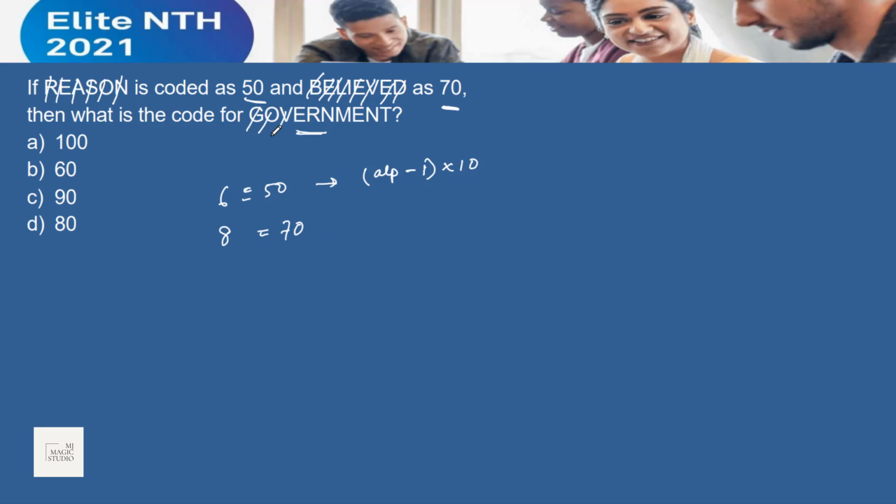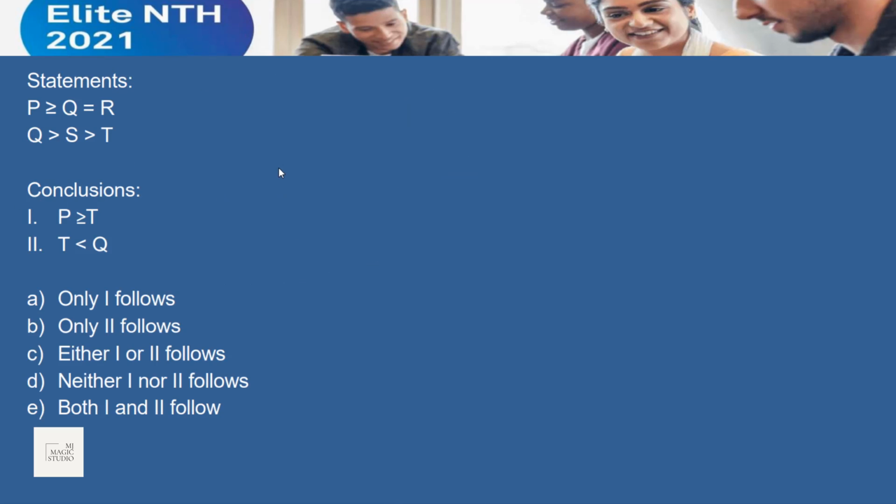Government has 10 letters, so 10 minus 1 should give 9, that is 9 into 10, which equals 90. Option C fits in.